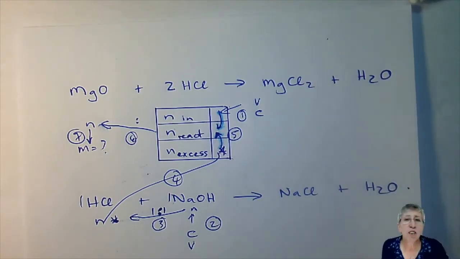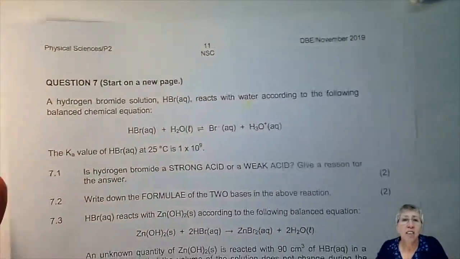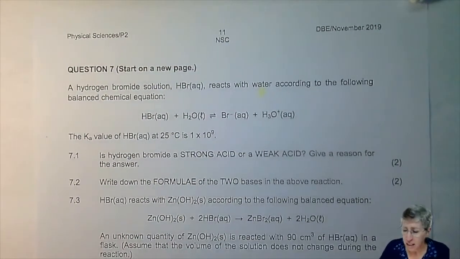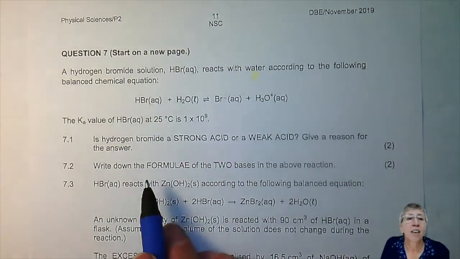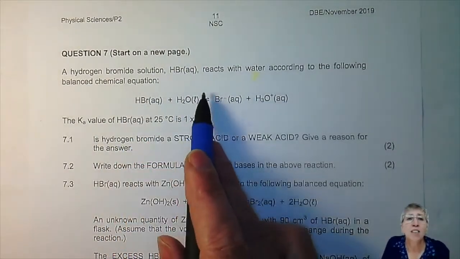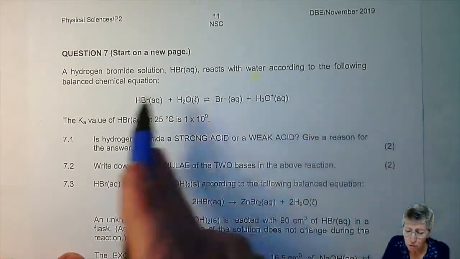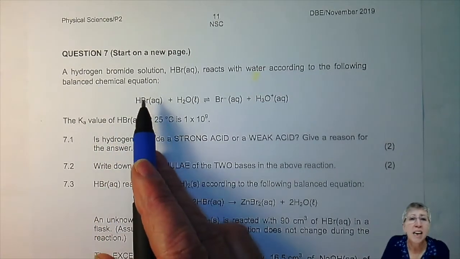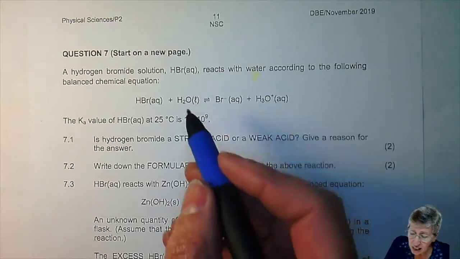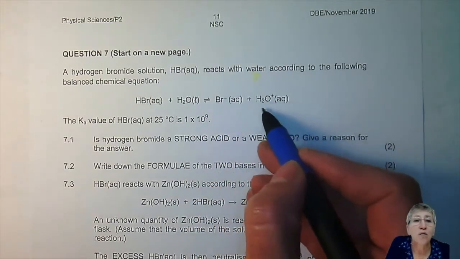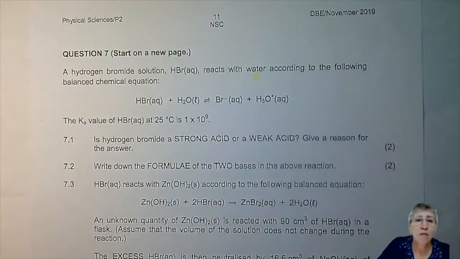Now the first question I want to look at is from last year, 2019, the final chemistry exam. Here they say a hydrogen bromide solution reacts with water according to the following balanced chemical equation. Yes, it's an acid, so I expect ionization, and it gives me hydronium ions. And then they give you something new.